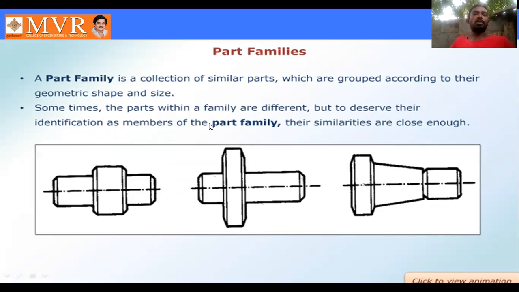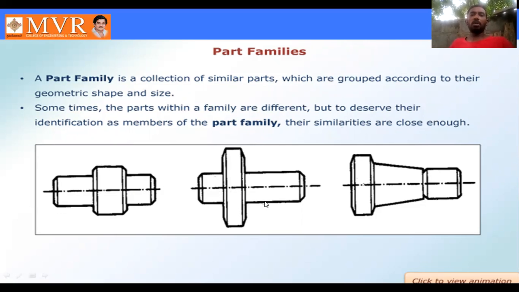Sometimes the parts within a family are different, but deserve their identification as members of the part family. Their similarities are close enough, so they are grouped together. That we can call a part family. So these are the examples.